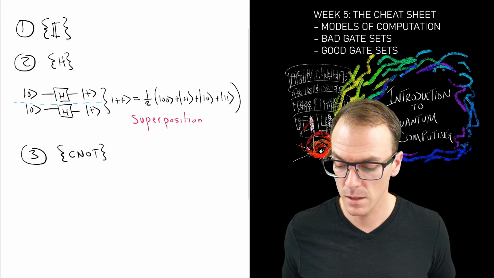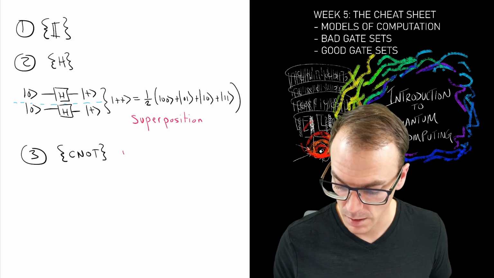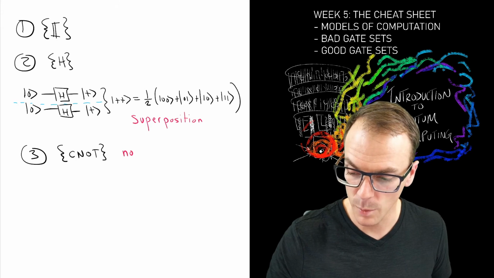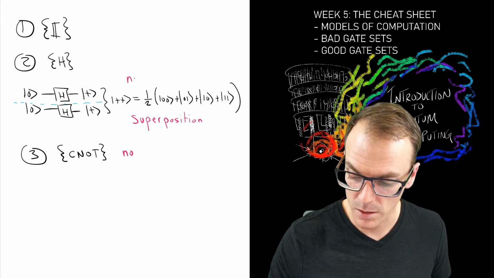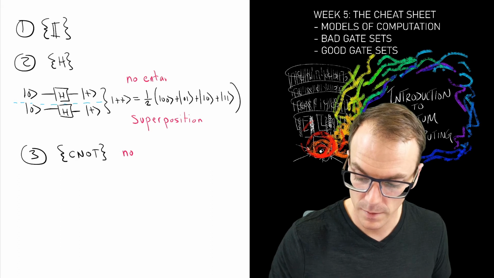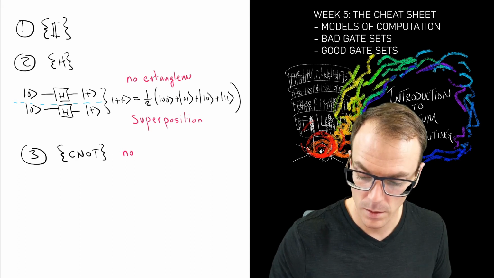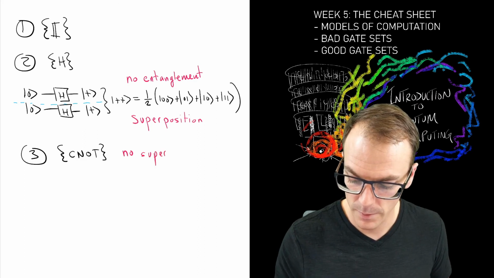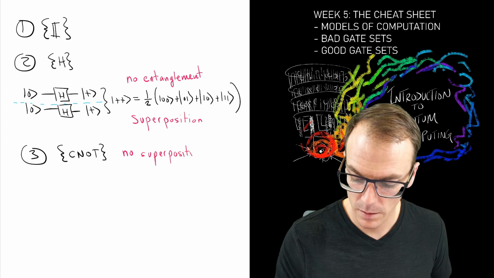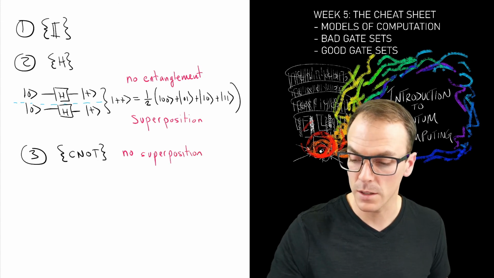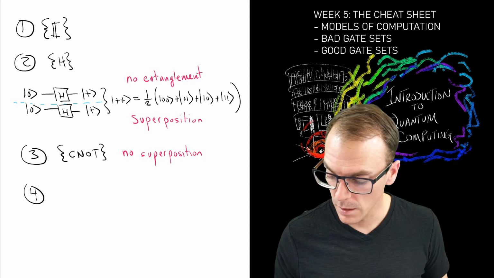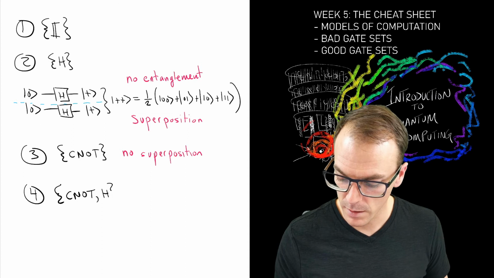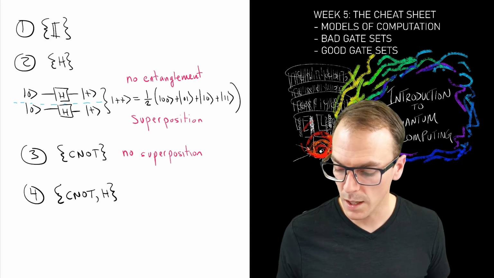Let's point out that the above has no entanglement, which is not good, and this one has no superposition. Okay, so the obvious next step is to use a CNOT and boost it up with some superposition.